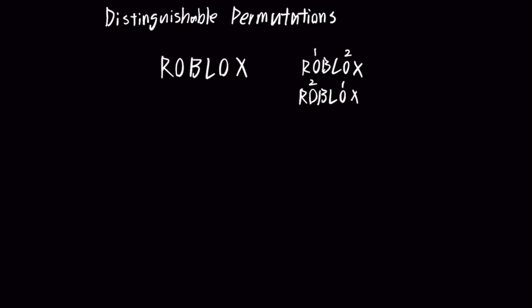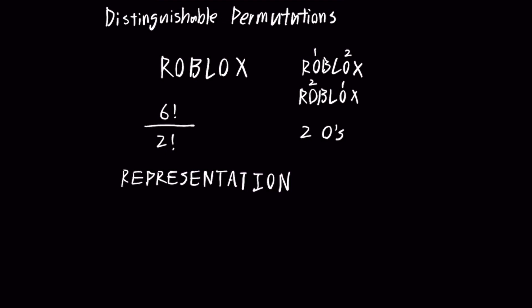And this is where distinguishable permutations come in. So instead of doing 6 factorial, because there are 6 letters, we're going to do 6 factorial divided by 2 factorial, because we have two of the same O's. And let's say we had a word that had multiple reoccurring letters, like representation. So let's count what we have here. For R's, we have 1, 2, looks like we just have 2. For E's, we have 1, 2, 3, 3 E's. We just have 1 P. We have 1 S. We have 2 N's, and then we have 2 T's, and then we have 1 A, 1 I, and 1 O.